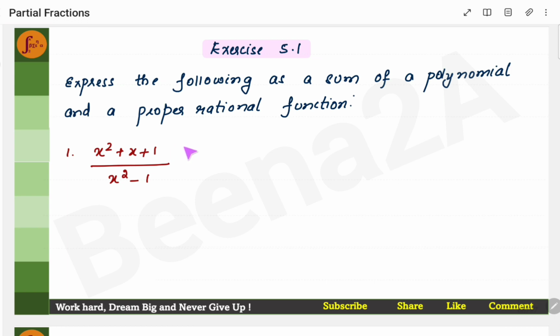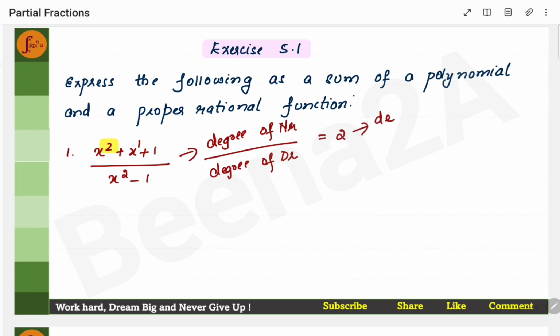Now we'll have to figure out the degree of the numerator and the degree of the denominator. What is the degree of the numerator? The highest power is 2, right? Here the power is 1, here the power is 2. So the highest power is 2, which is nothing but the degree. Now similarly, what is the power of x in the denominator? The power of x in the denominator is 2.